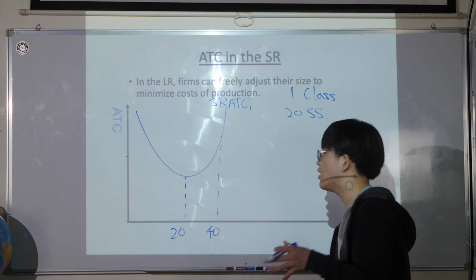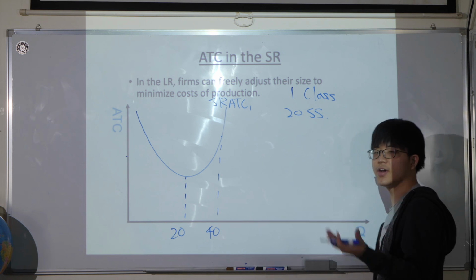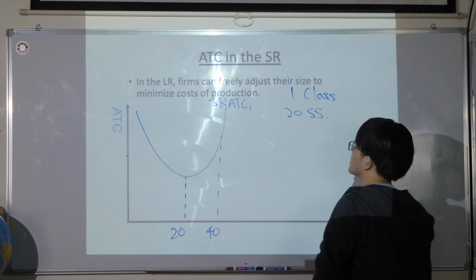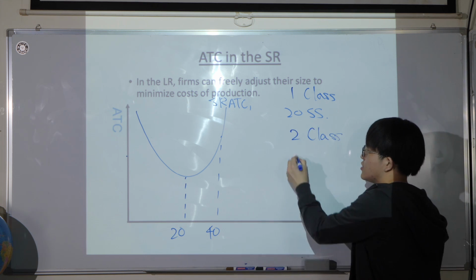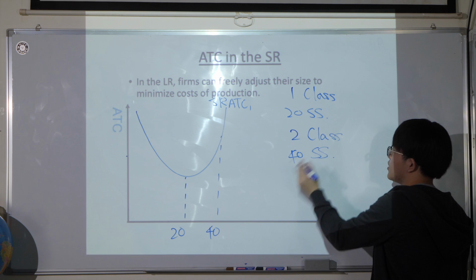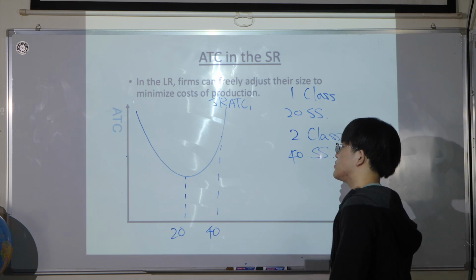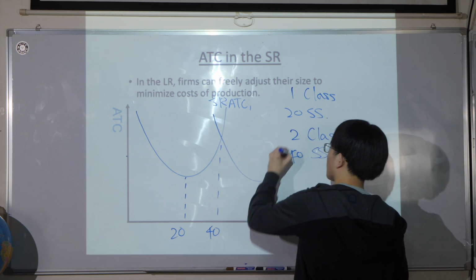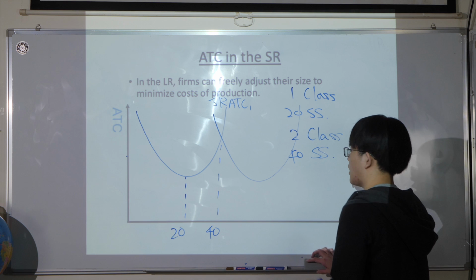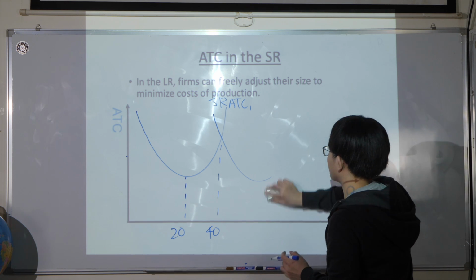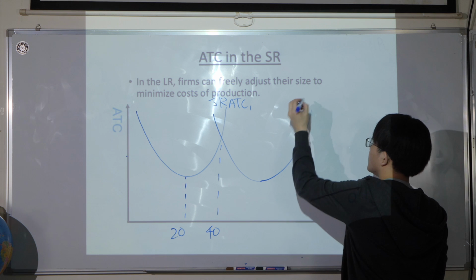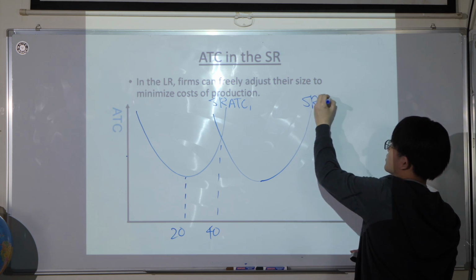So now in the long run I can change my mind. Now I have 2 classrooms and I can teach 40 students, right? But the cost will start to decrease more. It looks like this. I will erase this. This is long run ATC 2.